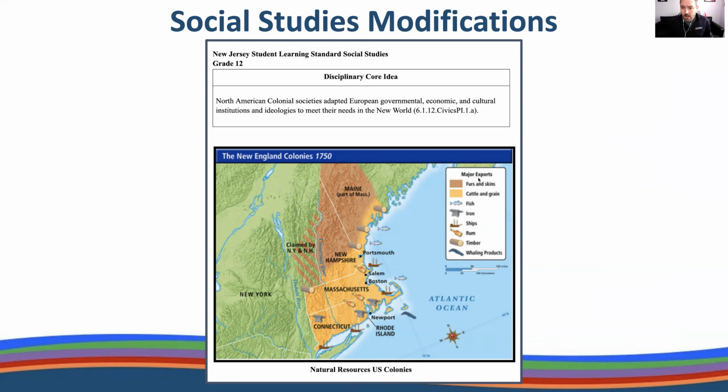There's exports like furs and skins, cattle and grain. So there's a word bank. Can I somehow use that word bank to make modifications? I see there's numbers here for the latitude and longitude. There's an ocean, so we can infuse some ocean vocabulary. There's a compass for directions, right?